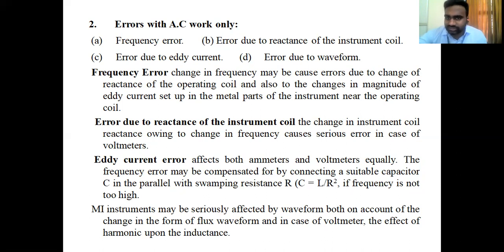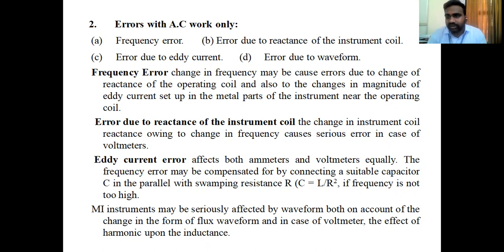Frequency error: there is a change in frequency, so whenever there is a change in magnitude of current, there is a change in the magnetic flux, and that changes the behavior of the moving coil, and that changes the error with respect to frequency. The second one is error due to reactance of the instrument coil. Whenever the frequency changes, that creates a proper reactance in the coil. And then eddy current error.